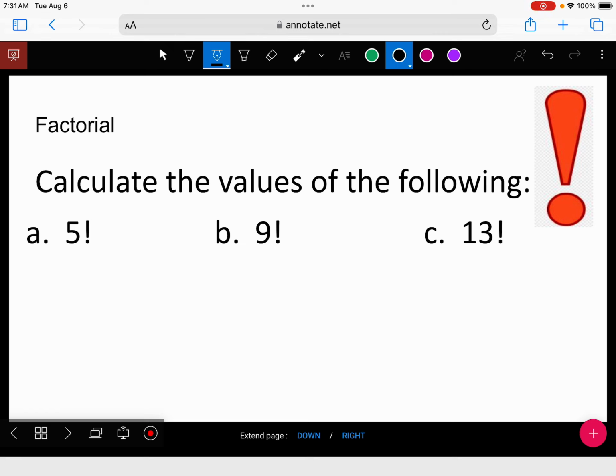And you may have seen factorial before. You might not, but you may have. It tends to be one of those things middle school teachers do, like, it's cool math, it's fun, there's weird things. So I'm going to give us the definition for factorial.